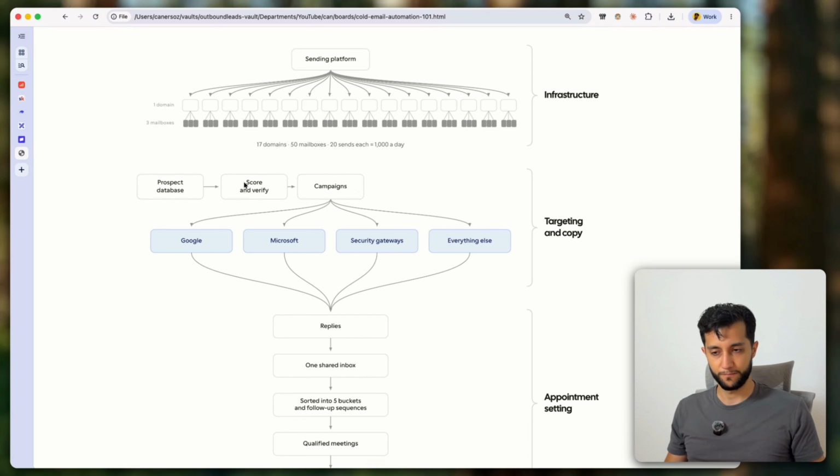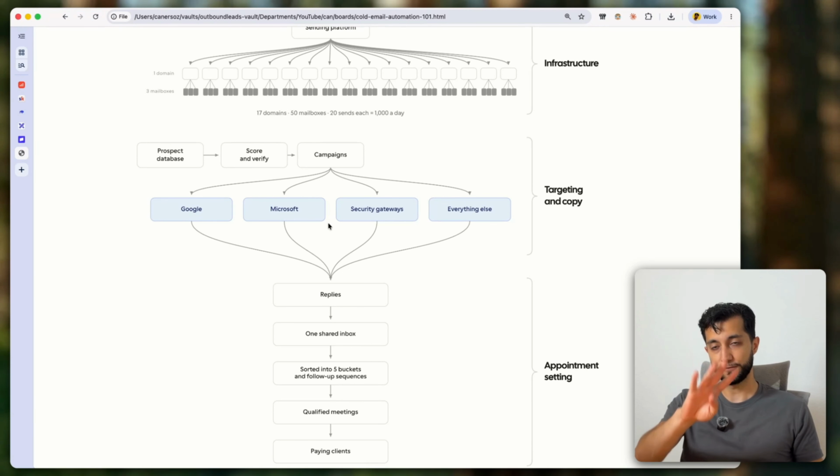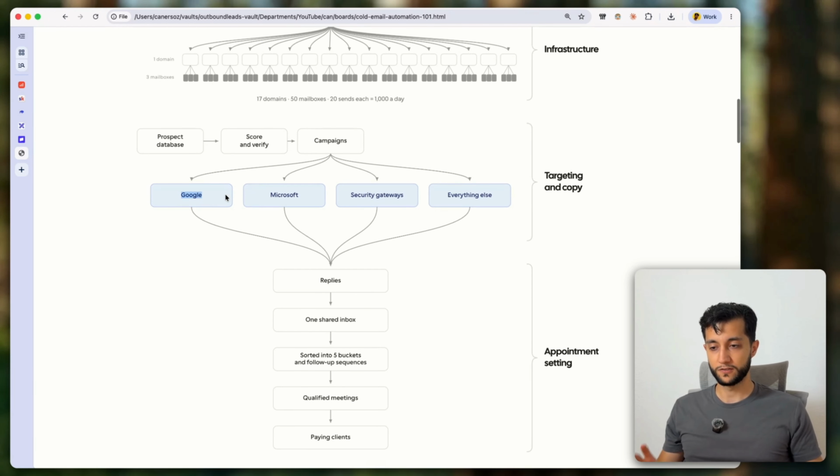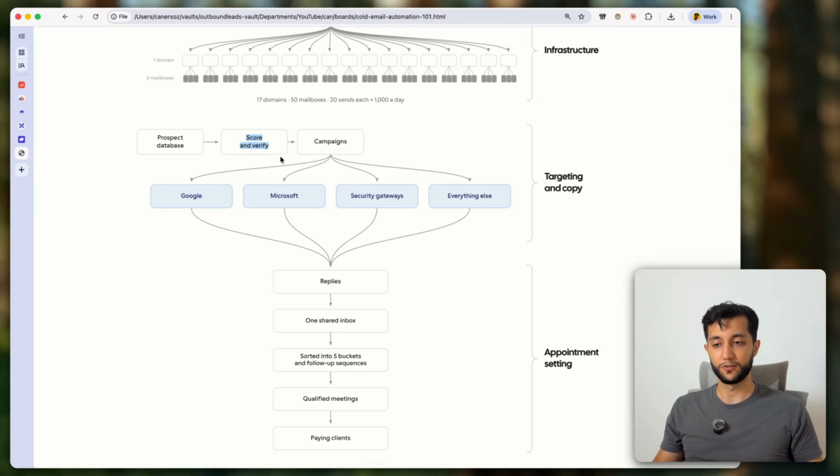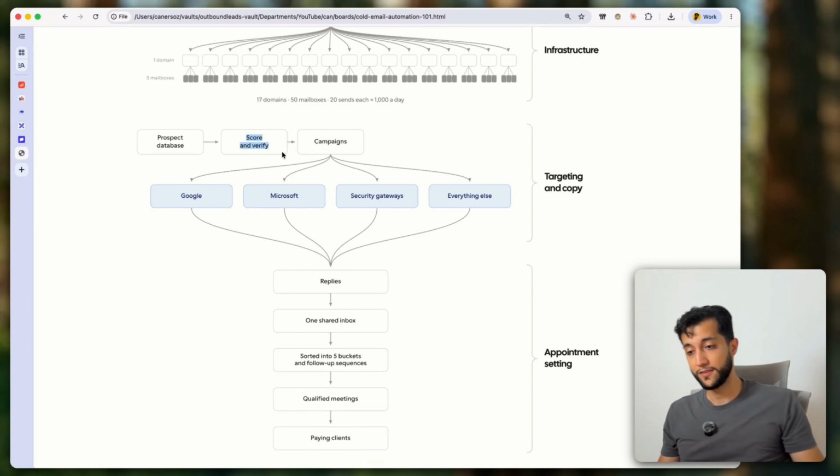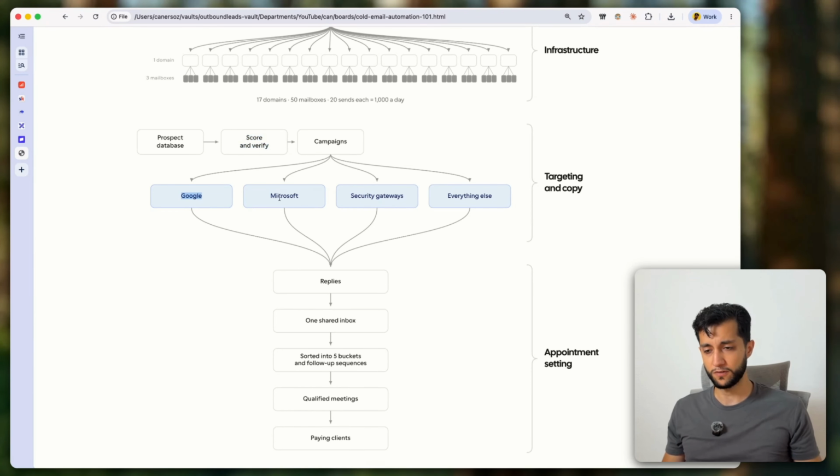But as soon as we have done that, we can go into the campaigns and set up 4 different campaigns. One campaign is going to contain all the email addresses of the people that we want to email that have a Google Workspace account.